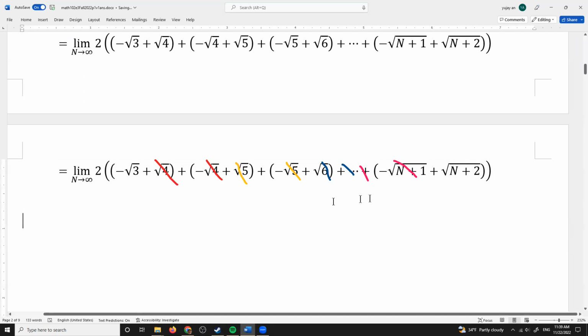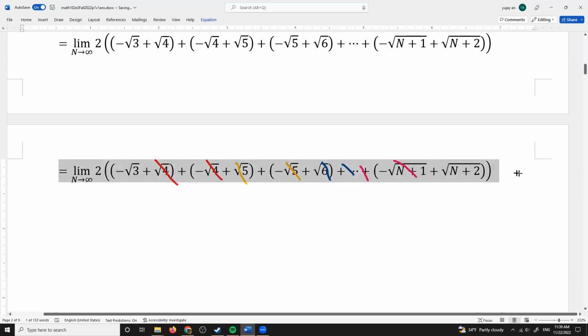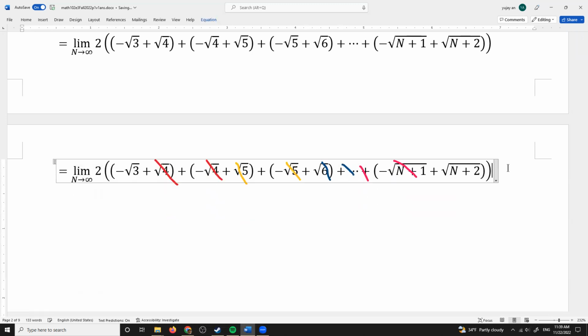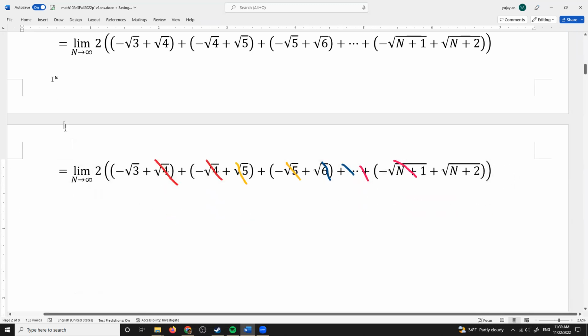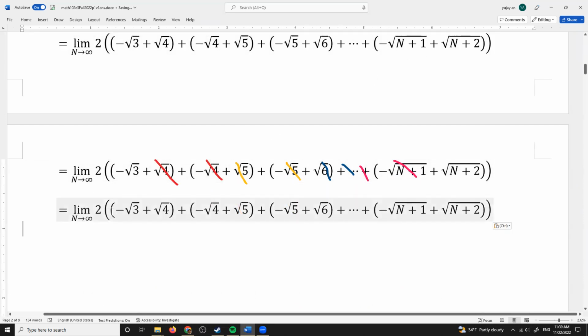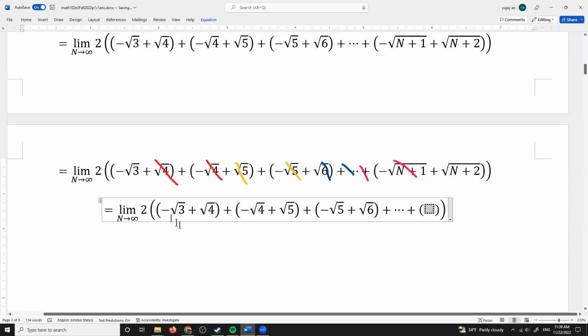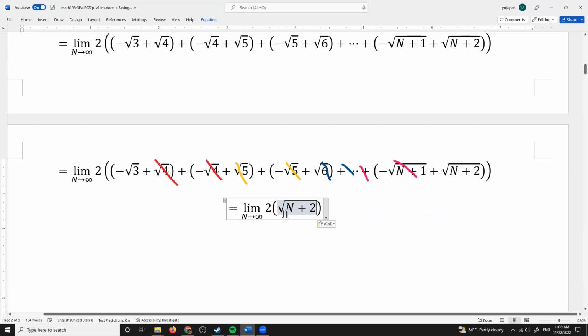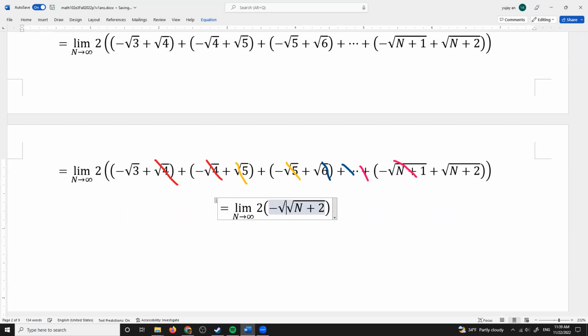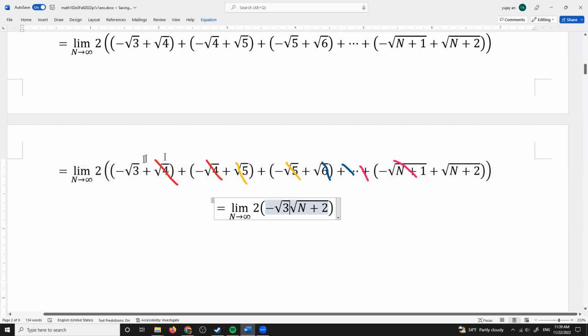And therefore, after the massive cancellation, so after canceling all that, you're just left with negative square root of 3, which would be the one that doesn't have anything to cancel with, and this one also doesn't have anything to cancel with. So these are the survivors after all the cancellation.